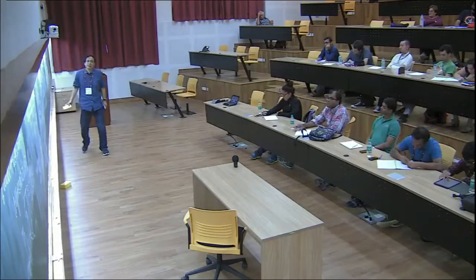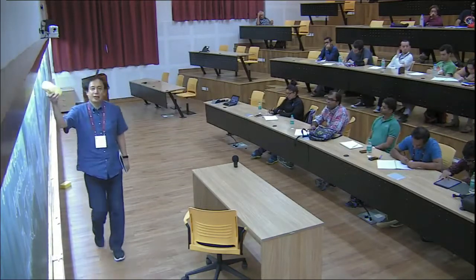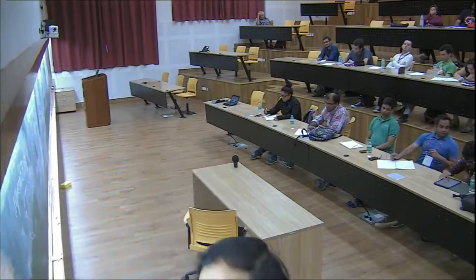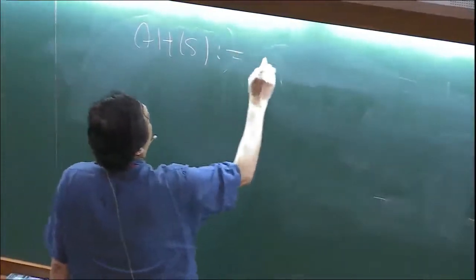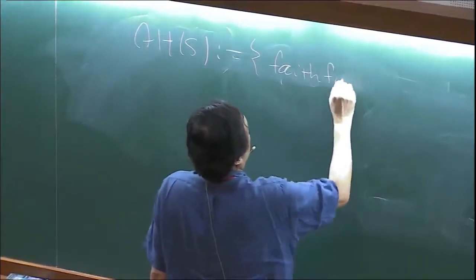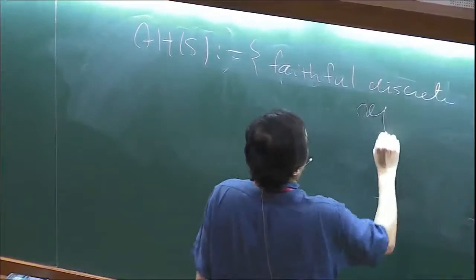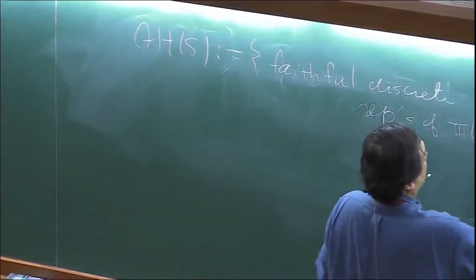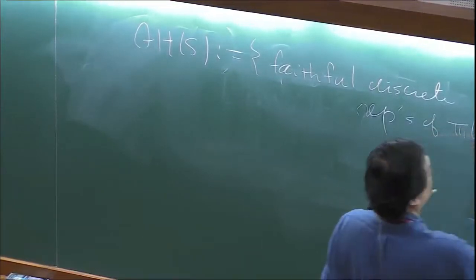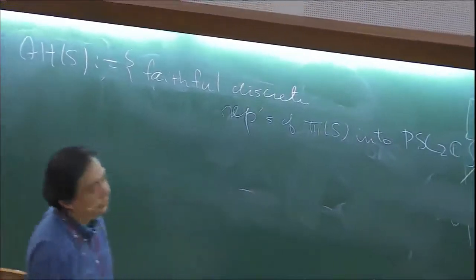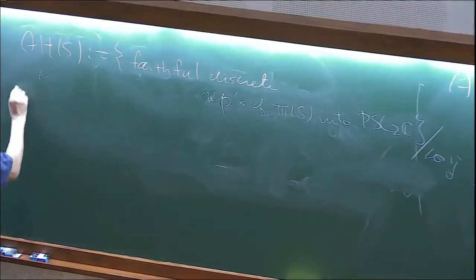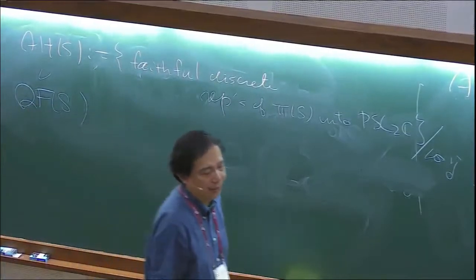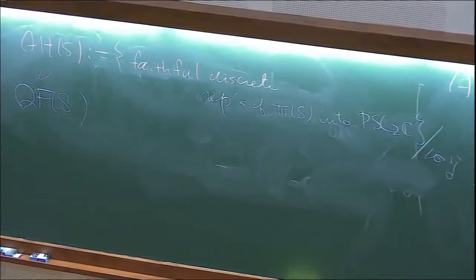Now, we know that there's a generalization of Teichmüller space, which is called quasi-Fuchsian space. But we can consider a bigger space in a representation space, which is just the general faithful discrete representations of pi 1 of S into PSL2C modulo conjugacy. Because a quasi-Fuchsian representation is also a faithful discrete representation of pi 1 of S into PSL2C. So quasi-Fuchsian space is a subset, or subspace, of this space.